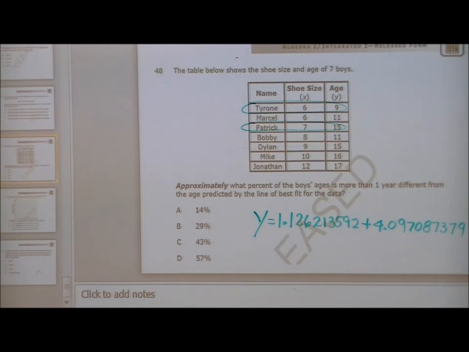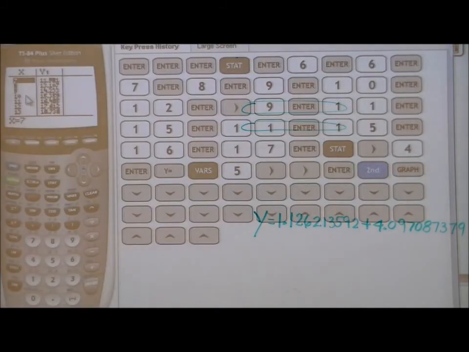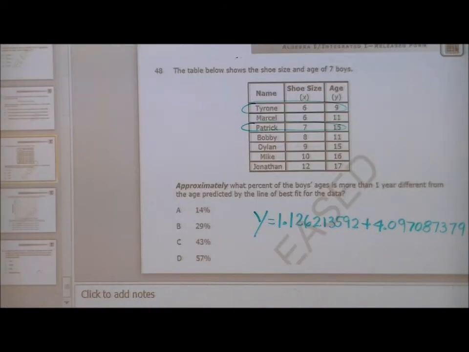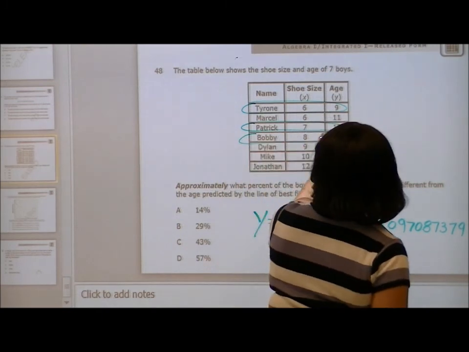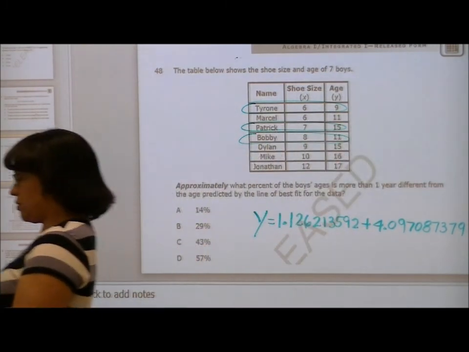Let me get the calculator. For 8 on the predicted, with the line of best fit, we have 13. On the 8 on the table here, we have 11. 13 and 11, they're more than one apart. So that is also not close.